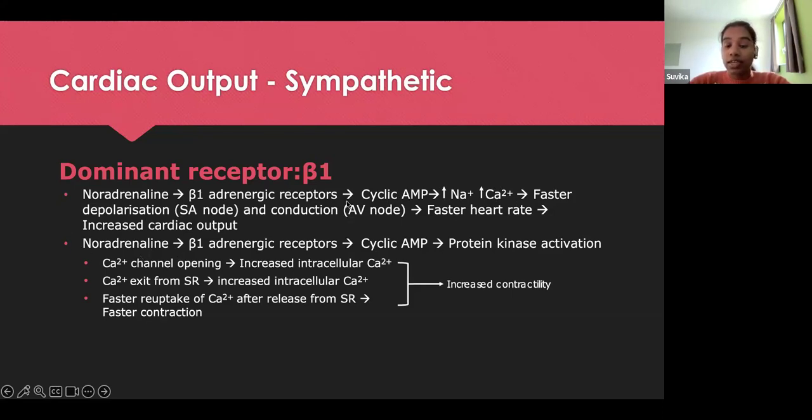Noradrenaline can also act on a pathway that involves protein kinase activation, and this will phosphorylate your channels, such as the calcium channel, to open it more frequently, and that will increase the amount of calcium inside your cardiac myocytes, again increasing contractility. It can also cause release from the sarcoplasmic reticulum, increasing intracellular calcium more, and also greater reuptake at the end of an action potential. So overall, increased contractility.